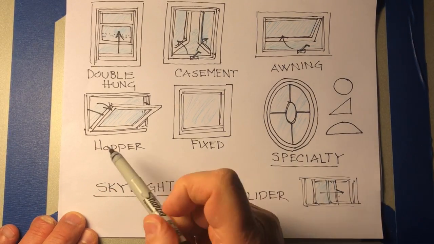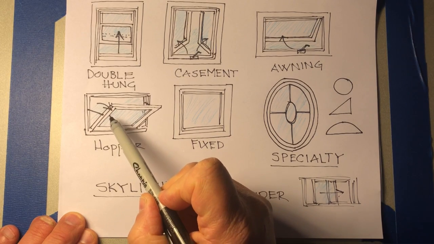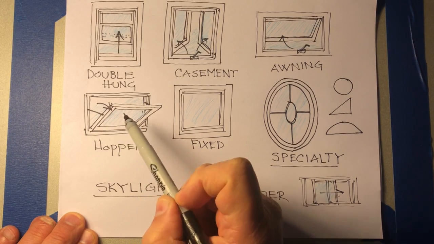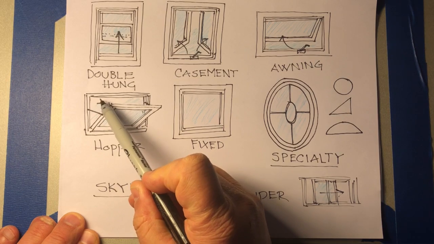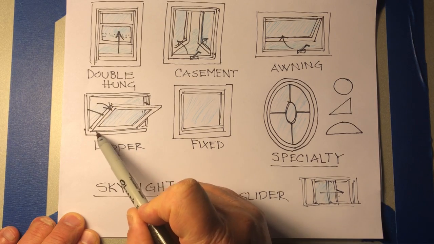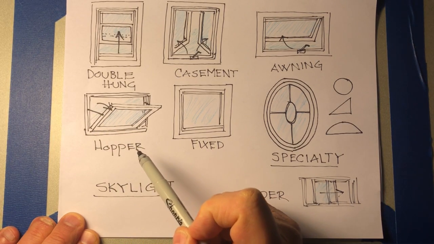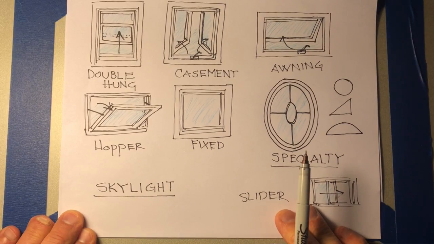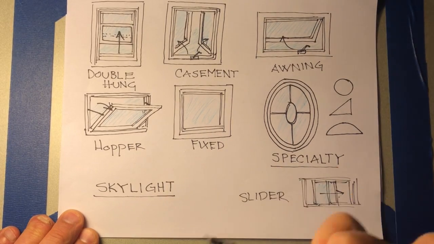The fourth style is the hopper. Hopper windows are like taking an awning window and flipping it upside down. It opens manually and it swings down from the top, being hinged along the bottom. Hopper windows are very popular in basements, and you may find one there in your home.